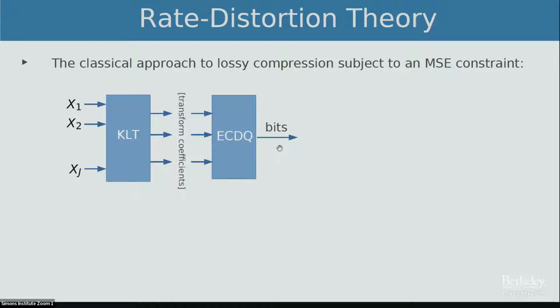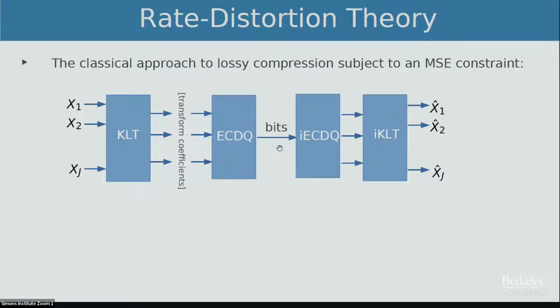EC-DQ stands for entropy constrained dithered quantization. At a high level, you take each transform coefficient and quantize it according to a uniform quantizer. You get these quantized coefficients, which are discrete random variables now. You pump it all through your favorite universal lossless compression algorithm, and those are your bits. That's the compressed representation. Then at the decoder side, you just undo this as best you can: get the quantized transform coefficients, and then invert the transform, and there you are.